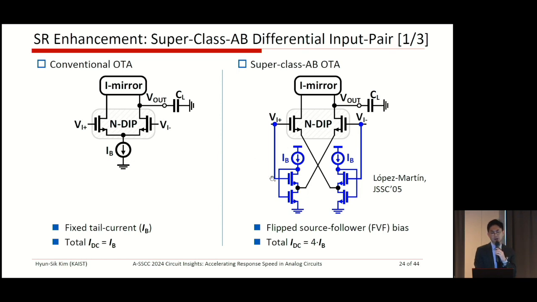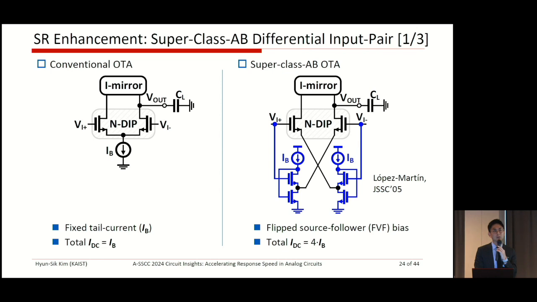But here, instead of using the fixed tail current, the voltage-split source follower is used on the tail side. So biasing is very simple. If the two transistors are identically designed, all the transistors are biased with IB, and the bottom-most transistor works with 2IB. This consumes higher power, but the small signal behavior is very similar to the conventional design.